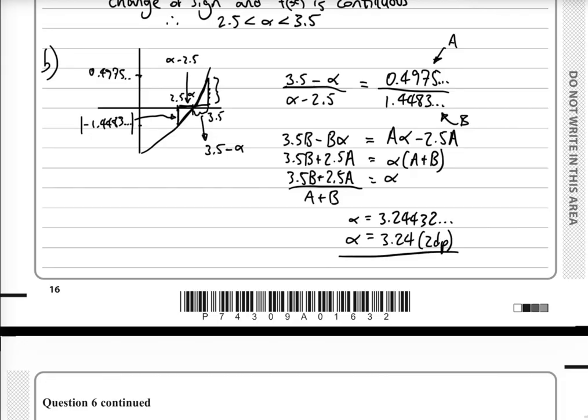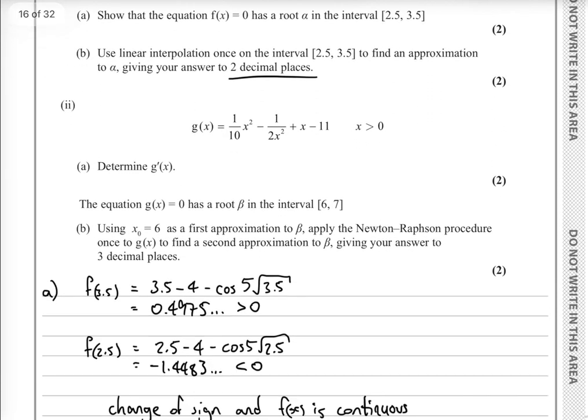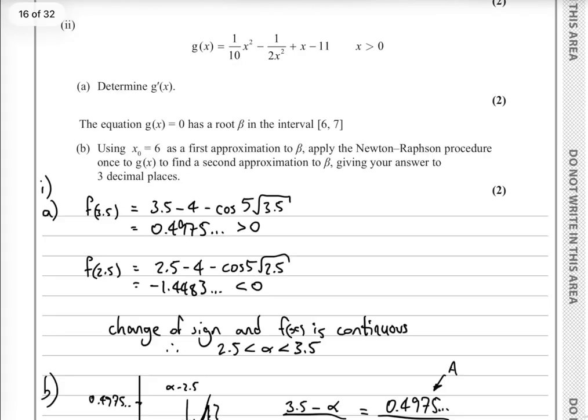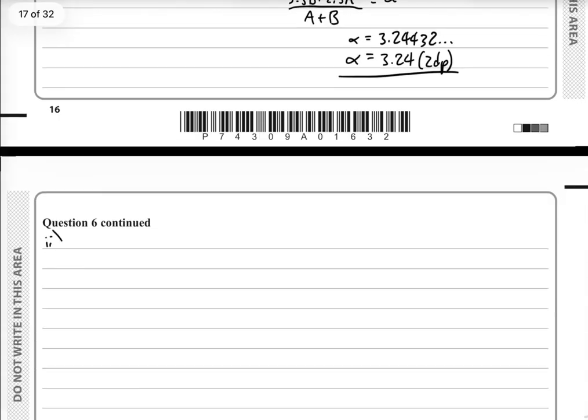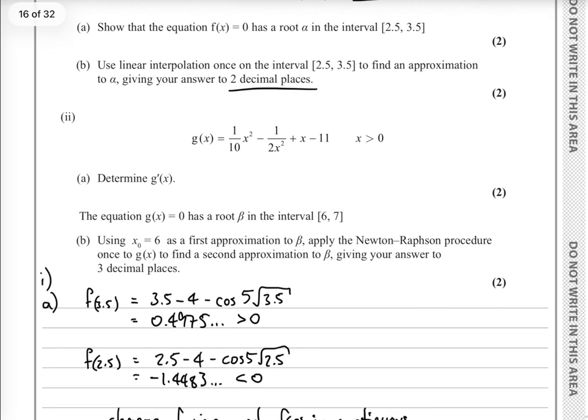So that's our answer to part B. Now they've got a slightly funny thing here. This is I. Now we're on part 2. Part A of part 2 is just to differentiate this function.